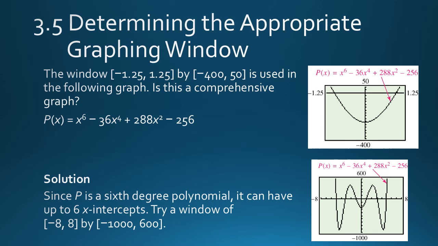We do have 1, 2, 3, 4, 5, 6 x-intercepts. We are seeing them all now. We know there can't be any more. Let's see, we've got 1, 2, 3, 4, 5 turning points. So this function actually has the most number of intercepts and turning points it can have. And since we have counted all those, we know there are no more. We can be very certain that we are seeing a comprehensive graph.